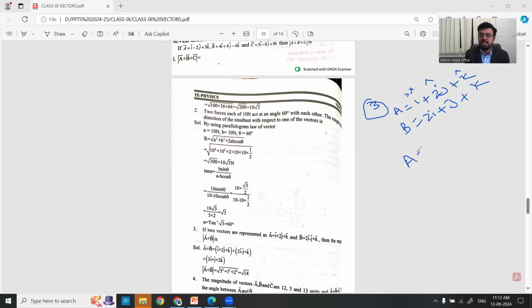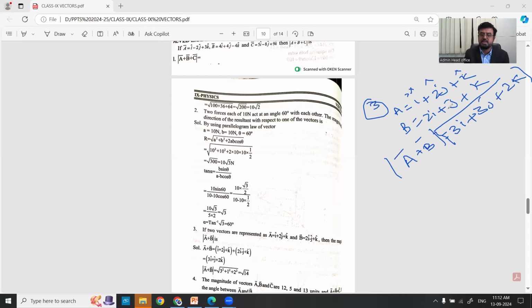Mod of A plus B. Again, same. The first one you have done twice. First we'll add it. What is A plus B? i plus 2i is 3i, direct addition only. 2j plus j is 3j. Plus k plus k is 2k. Mod you have to find out. Got it or not? Direct addition, there are no complications.